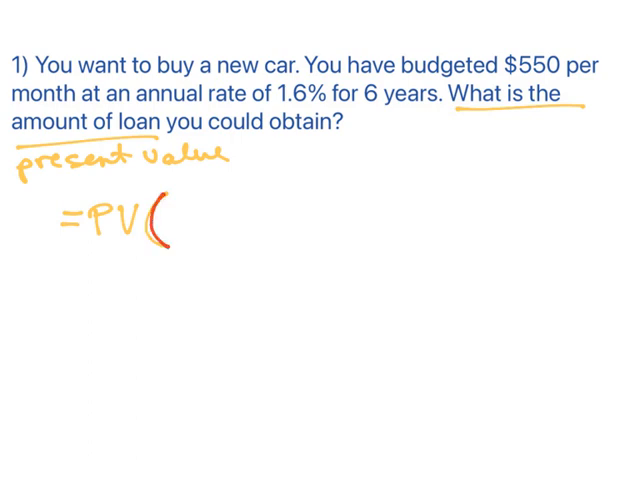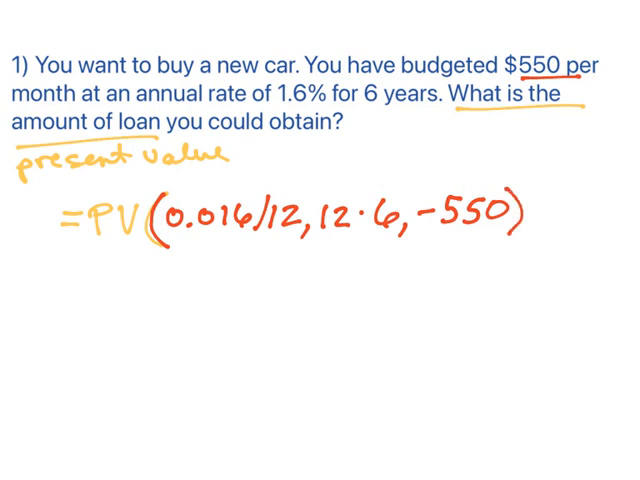Now, the PV function, we're going to start with our annual rate, so 0.016. We make monthly car payments, so we're going to divide that by 12. In the middle, we have the number of payments. We make 12 payments a year, multiply that by 6 years. And then at the end, it's the monthly budget, so the payment. I can afford a $550 payment.